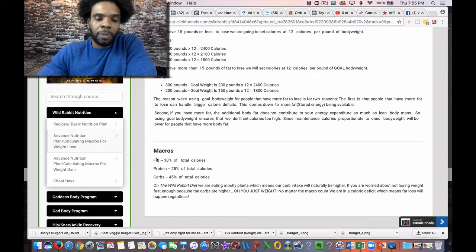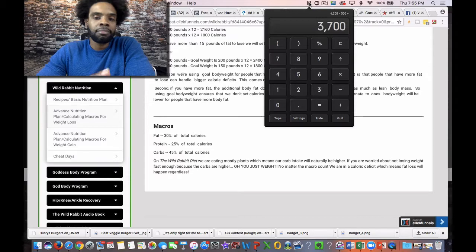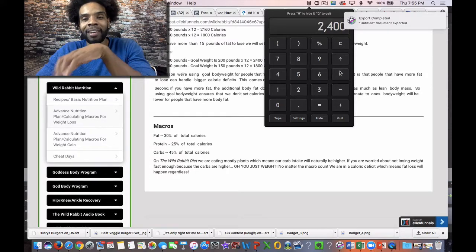So getting into it, fat is going to be 30% of your total calories. Some of you are like, what are we talking about here? So I want to show you what I mean by this. Let's just keep it for the regular 200-pound person who's eating 2,400 calories. So we're bringing back up our notepad. Now, 30% of fat.